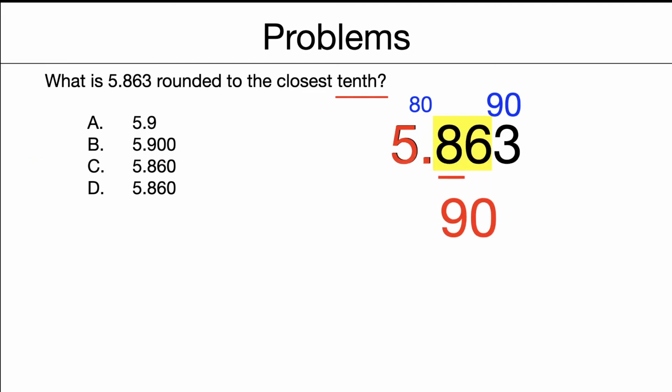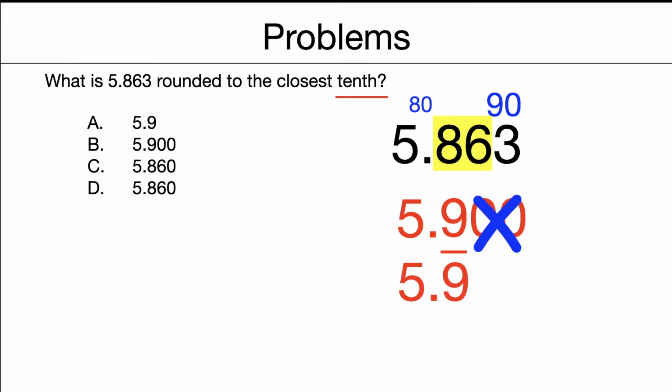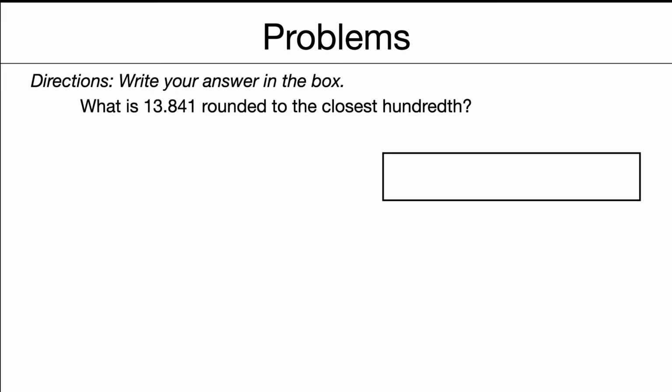Rules for left stays the same. Right pops into zeros. Then we want to get rid of any extra zeros that are past our tenths this time. So our answer is going to be 5 and 9 tenths. And again, the rationale for getting rid of the zeros is that they are equivalent decimals or fractions. So our answer is A. Write your answer in the box.